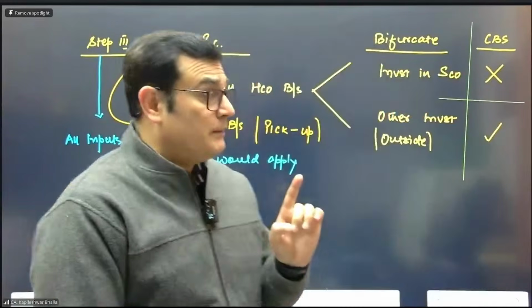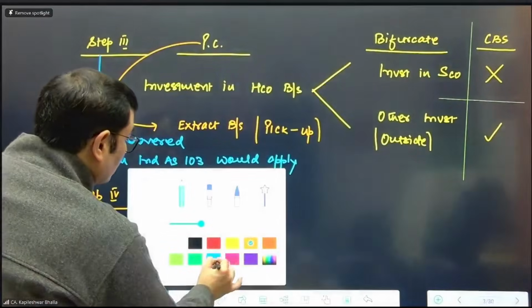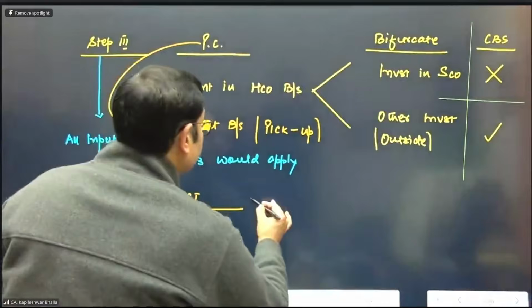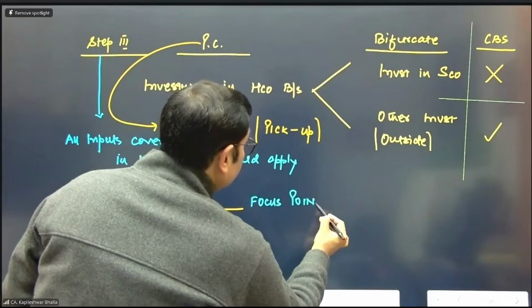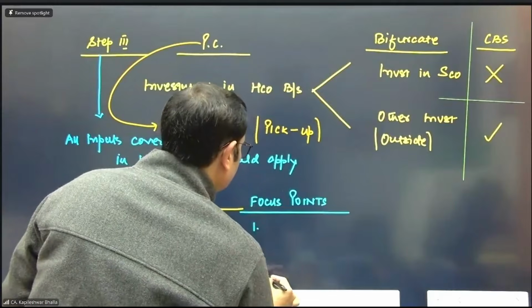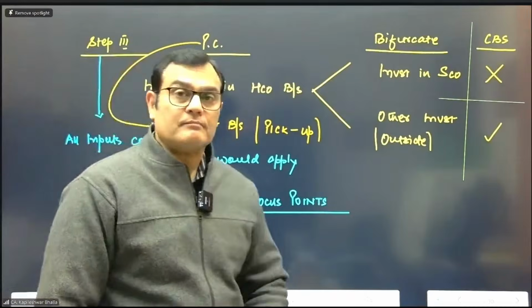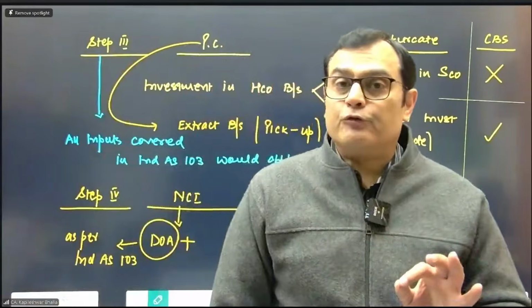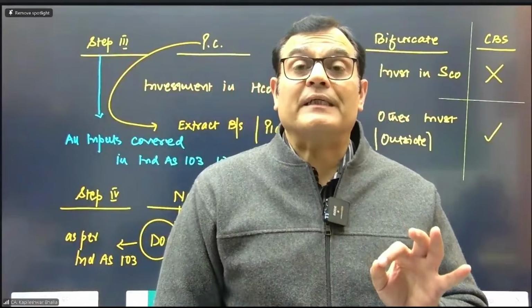Now, the important input. I'll give you the focus points. So let me add the focus points in terms of NCI. I would say there are a total of 3 focus points again. I think that makes life simple. Step number 2A, 3 focus points. Then step number 4 also 3 focus points.